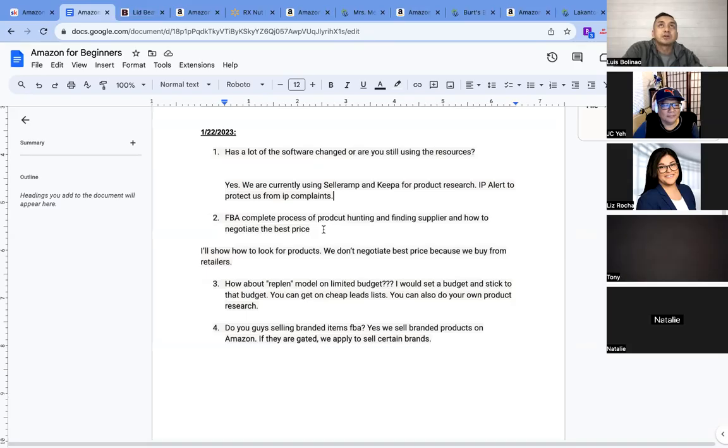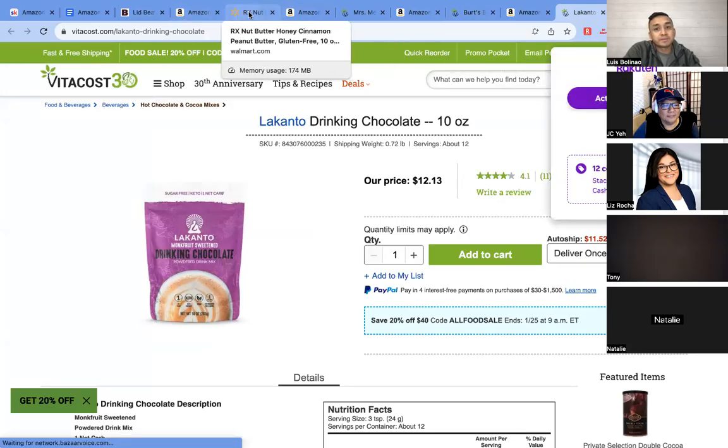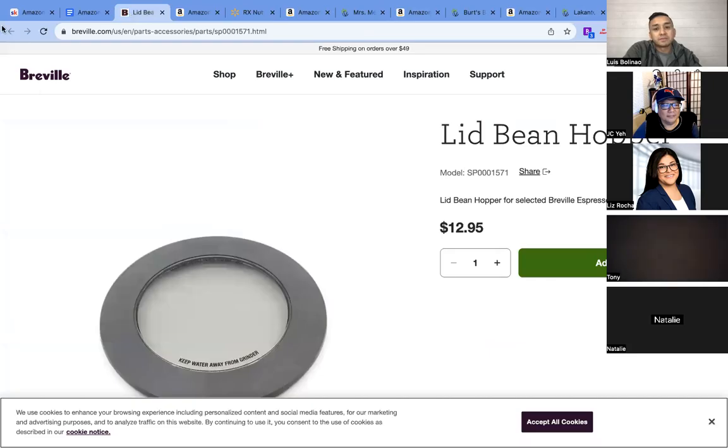With this model that I'm doing, my suppliers are retailers. I'll give you some examples. Retailers meaning vitacost.com. I use Walmart too, Home Depot, and smaller online stores. I use bigger ones too, like Lowe's and Target. So I use different retailers as my suppliers.